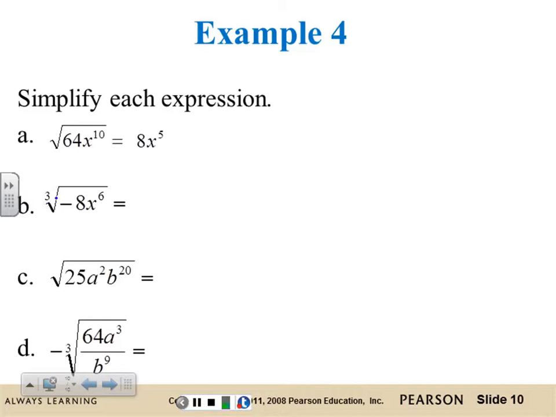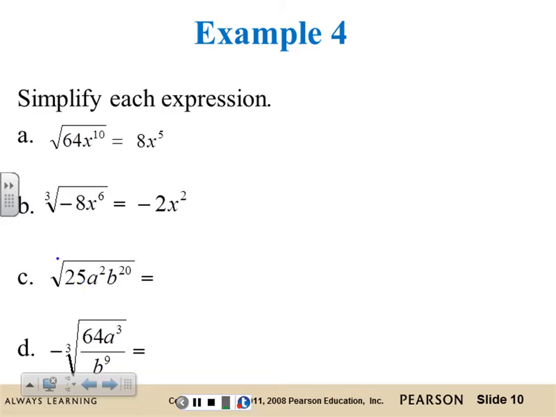So let's look here. We're taking the cube root of negative 8x to the 6th. The cube root of negative 8 is negative 2. Negative 2 times negative 2 times negative 2 gives you negative 8. But then we're going to divide this exponent by this index. So 6 divided by 3 is going to be 2. So you have negative 2x to the 2nd power.